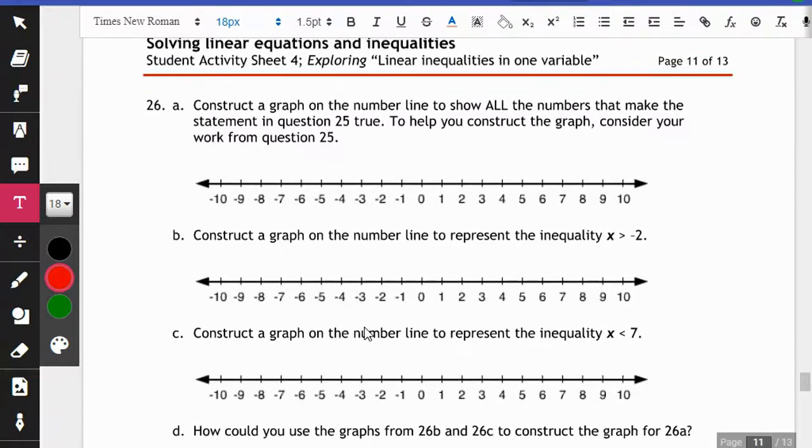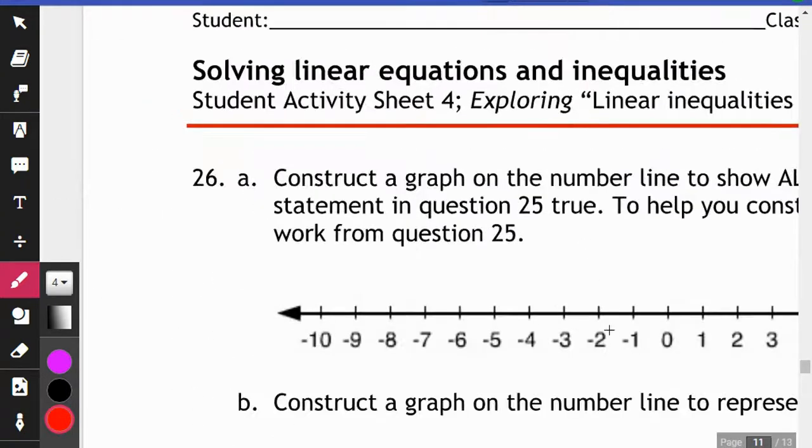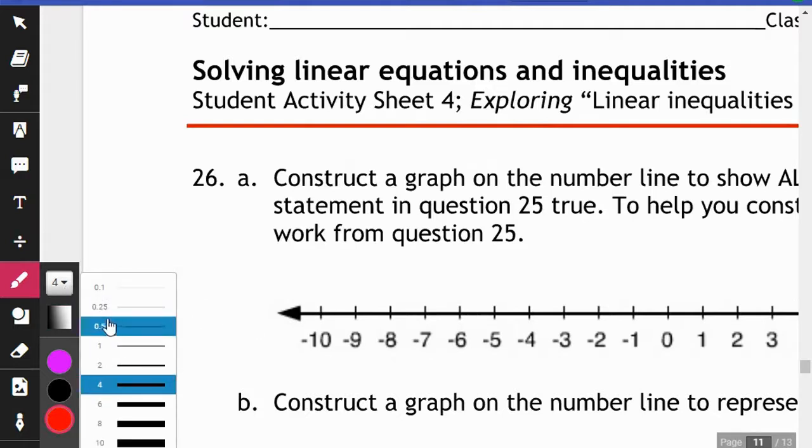Okay, we're going to construct a graph again. This time, we want to find all the numbers greater than -2 and less than 7. Here's my -2. It doesn't say I'm allowed to be -2, so I'm going to zoom in really fast. I'm going to make that circle around -2. Oops, with a slightly less thick marker.